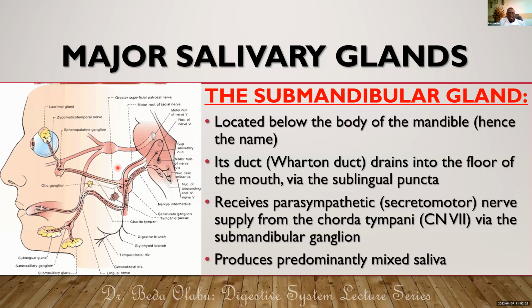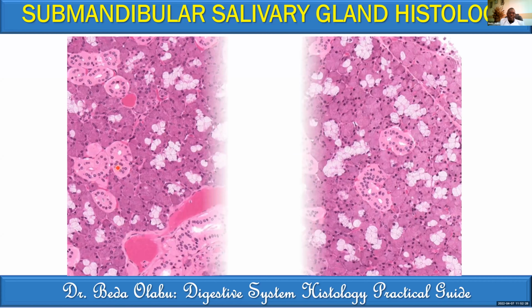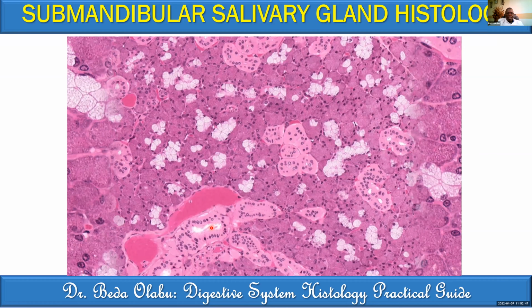The submandibular gland produces predominantly mucus saliva, which means it will have both mucoid as well as serous components. And so histologically, we expect the parenchyma of the submandibular gland to be of mixed acini. We can see serous acini and we can see mucus acini, in addition to, of course, the ductal portions, as we can see there.